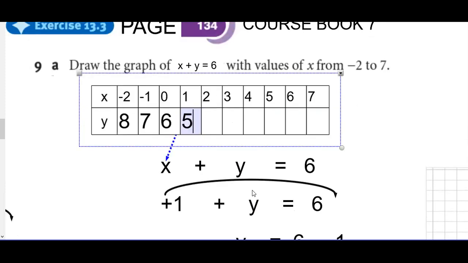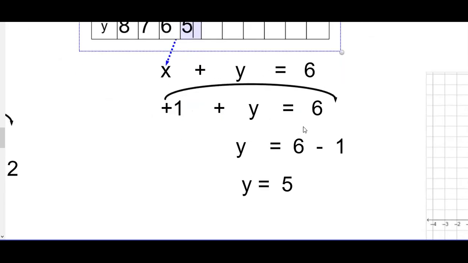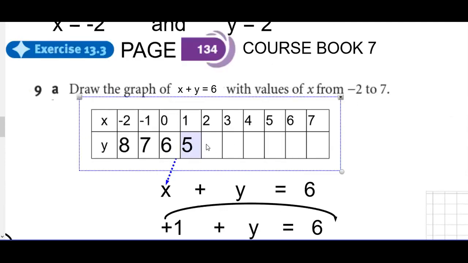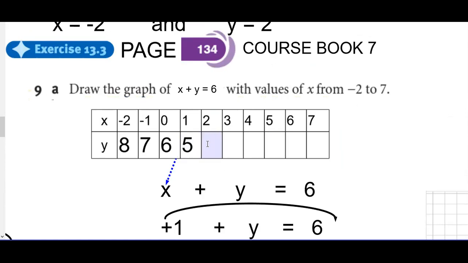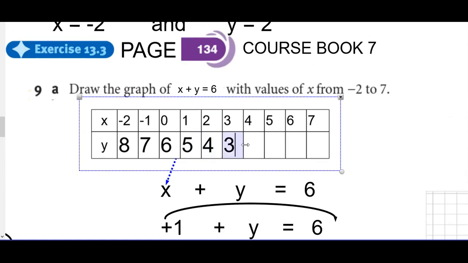Now, when x is 2, do the same process here. Transfer the positive 2 on the other side, so that it will be 6 minus 2, that will be 4. Here will be 3. And here will be 2. And here 6 minus 5 will be 1. And 6 minus 6 will be 0. So you can do the calculation and try to check what I'm doing here. So this will be 6 minus 7. That will be -1. Okay.